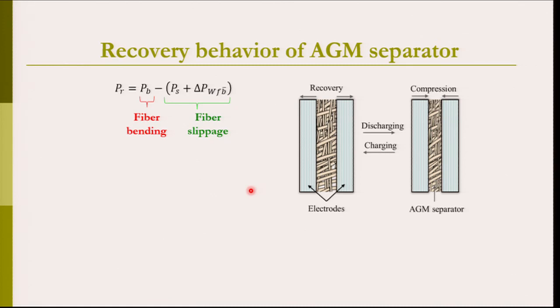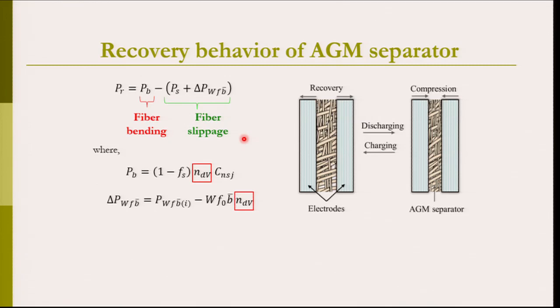The stored bending energy in the fibers is the primary cause of recovery of AGM. So, the recovery behavior of the AGM separator would depend upon the elastic behavior of the fibers that were actually bent, and the energy losses would be considered for the fiber slippage. So, we can actually calculate the recovery force, which is dependent upon the fiber bending component. So, what proportion of fibers were compressed, how much load is being taken by these fibers, and how much is the slippage which has taken place.